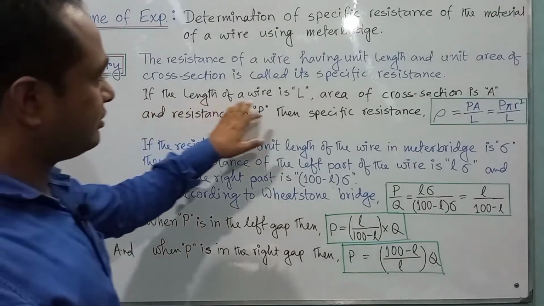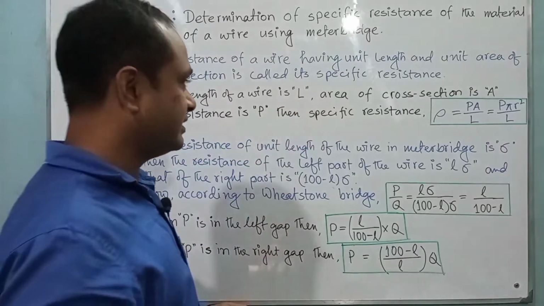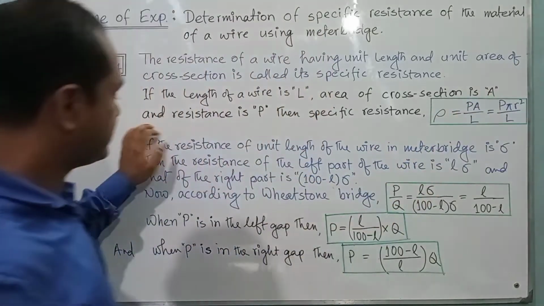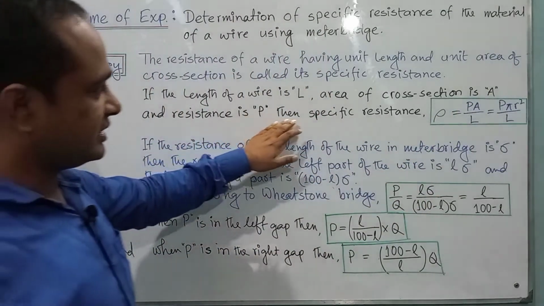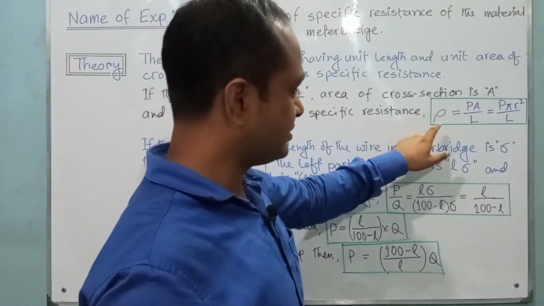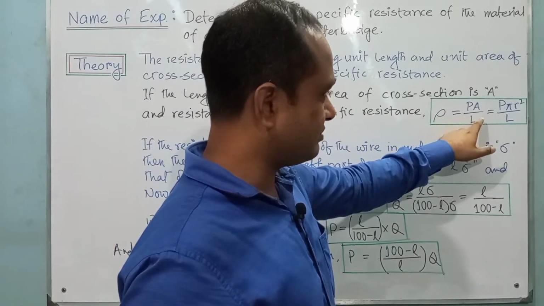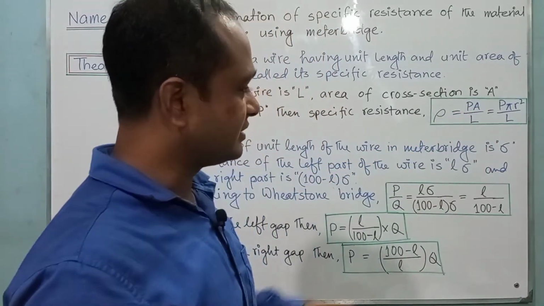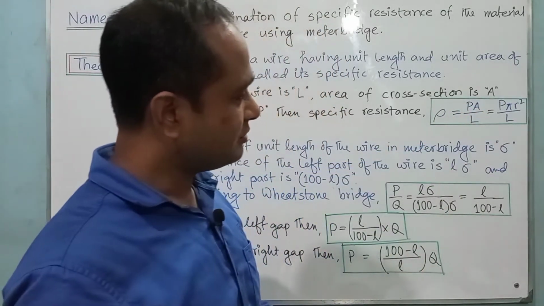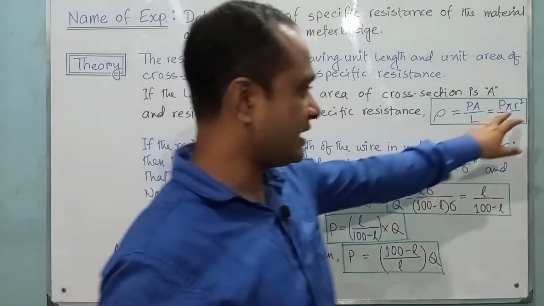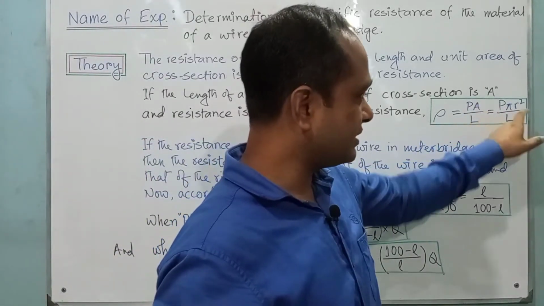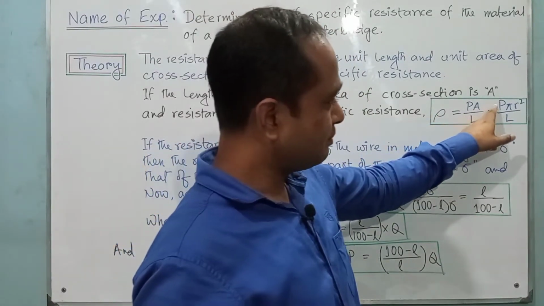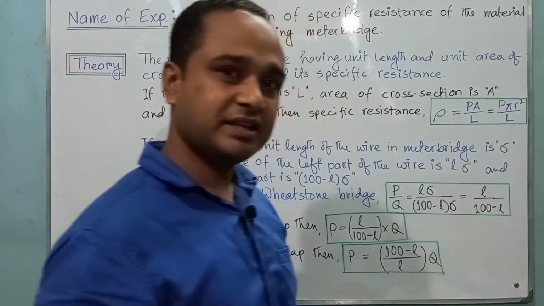If the length of the wire is denoted by L, the area of cross section is denoted by A, and the resistance of the wire is P, then the specific resistance can be expressed as rho equals PA divided by L. P is the resistance of the wire, A is the area of cross section, and L is the length. If the radius of the cross section of the wire is R, then A can be replaced by pi R squared. So the specific resistance can be measured by P pi R squared divided by L.